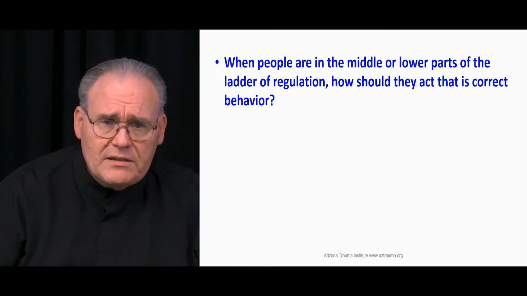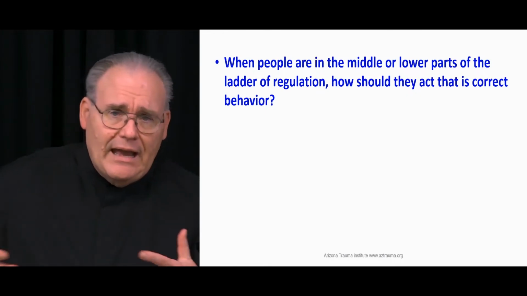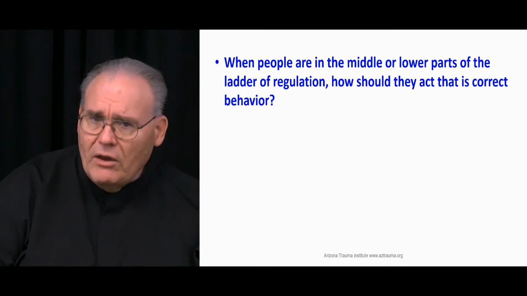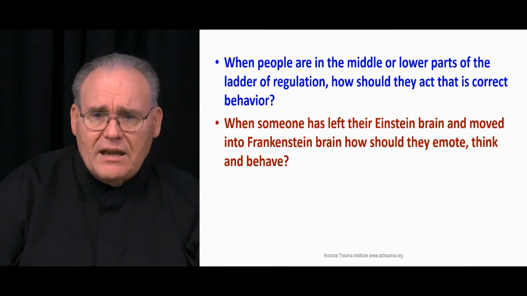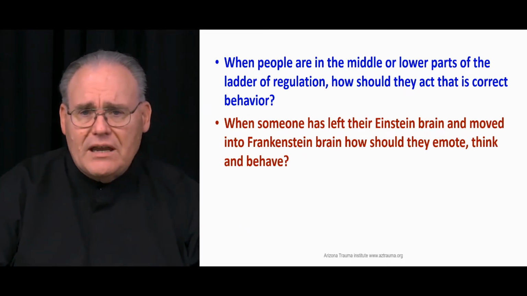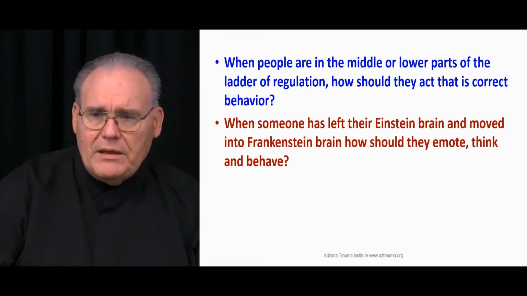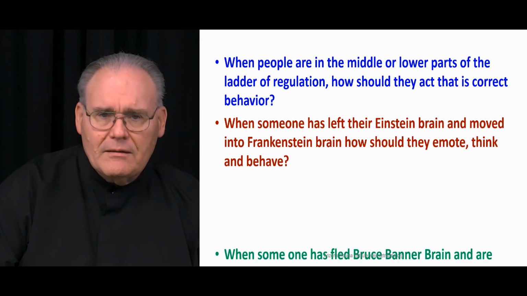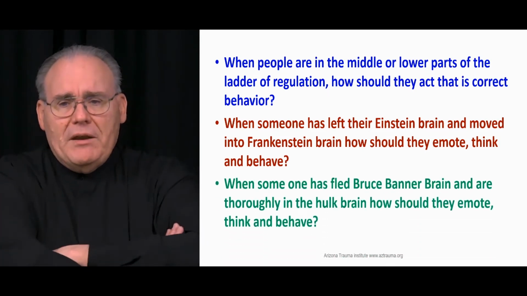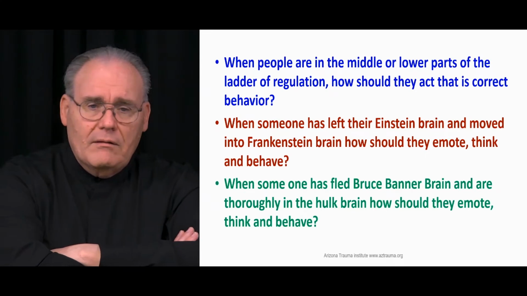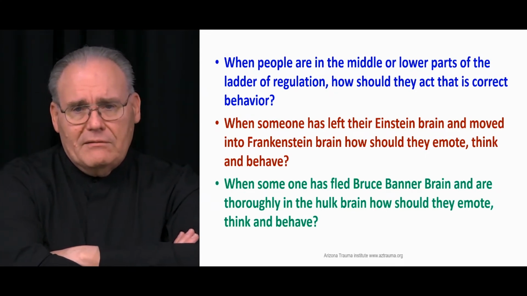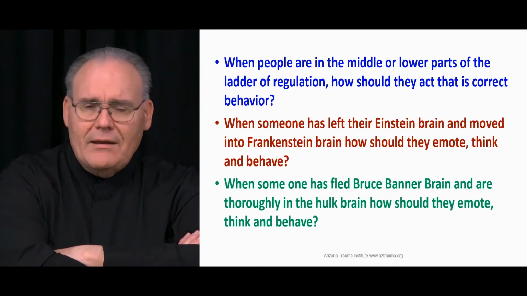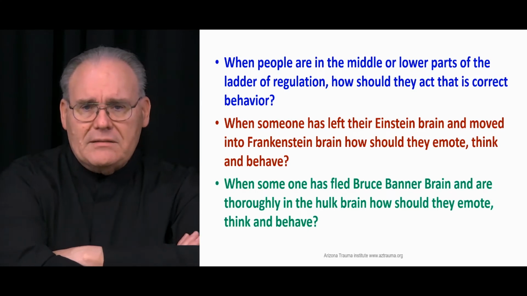So as we move through this, when people are in the middle or lower parts of the ladder, how should they act that is correct behavior? And we've been talking about that. When someone has moved from Einstein brain into Frankenstein brain, how should they emote or think or behave? That's what we've been answering in this early part of the training. When someone has fled Bruce Banner brain and is thoroughly in Hulk brain, how will they emote or think or behave? Now, I'm using most of the metaphors there because I really am trying to nail that point.